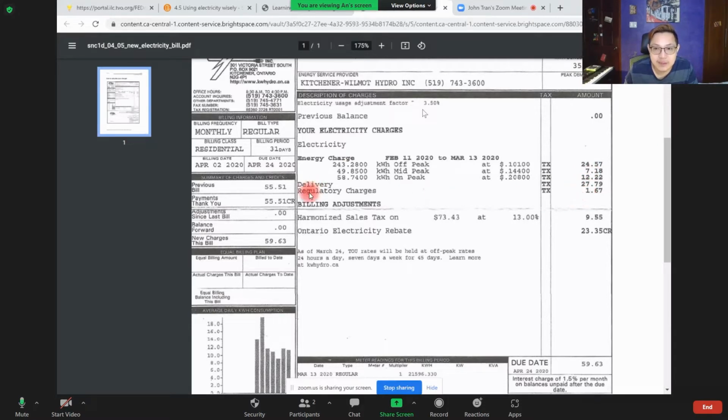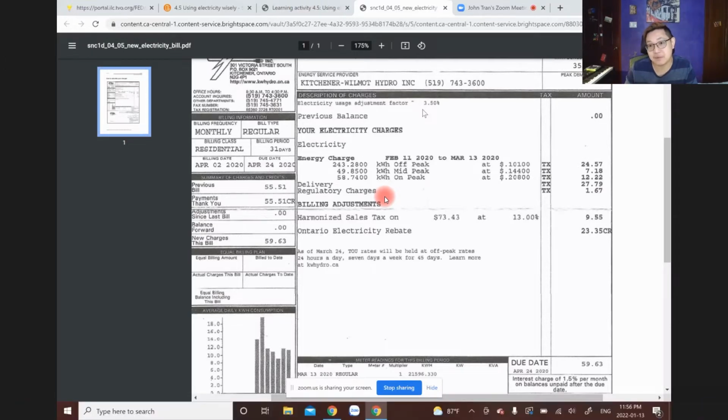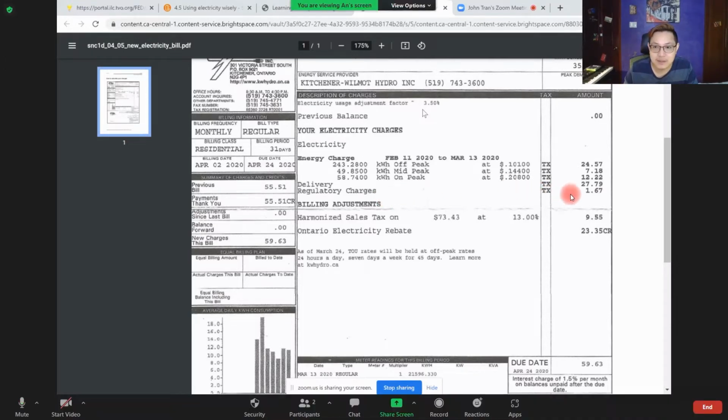And of course, delivery also costs money too, $27.79. That's the delivery of electricity. And regulatory charges means like the tax or something that the government is imposing on people that they have to pay. That is $1.67. That's Canadian dollars, Ontario, yeah.